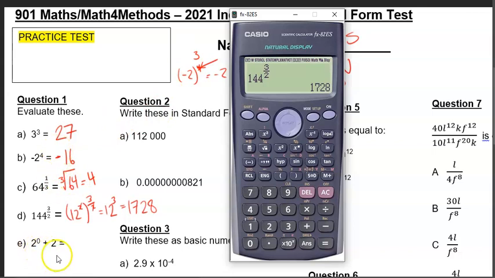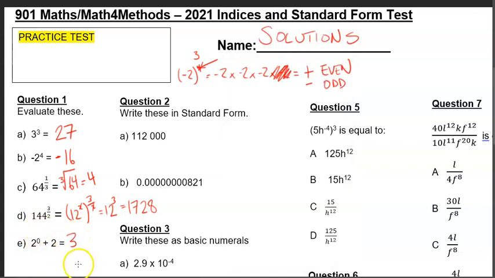Now, E: 2 to the power of 0 plus 2. Any number, or rather any pronumeral or a number, to the power of 0 will always equal 1. So this is just implying 1 plus 2, which is 3. Okay, question 2. I'm just going to wipe this off so I can have a little bit of room.